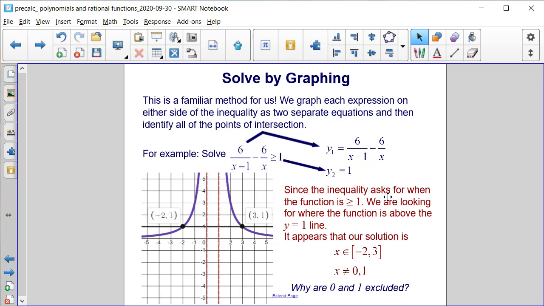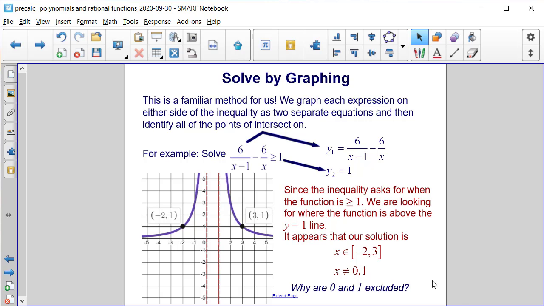And since this inequality asks for when this function is greater than or equal to 1, we're looking for where the function is above and also intersecting the line y equals 1. So the first intersection point is at -2, 1, and the other intersection point is at 3, 1. So we're within this interval from -2 to 3, including the endpoints because of the equal to, such that x cannot equal 0 and x cannot equal 1.